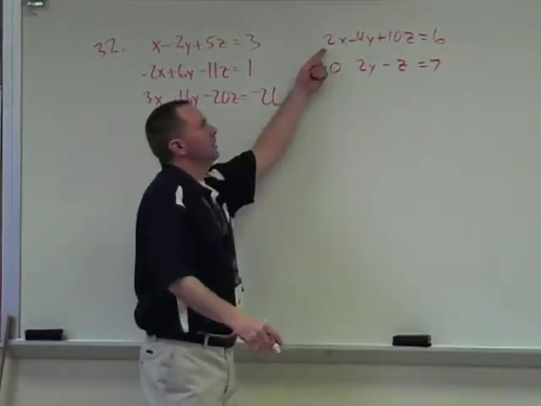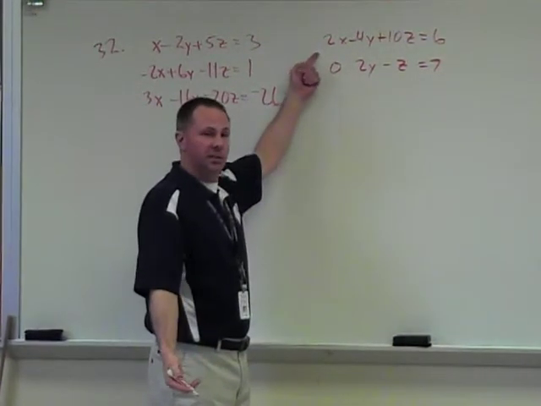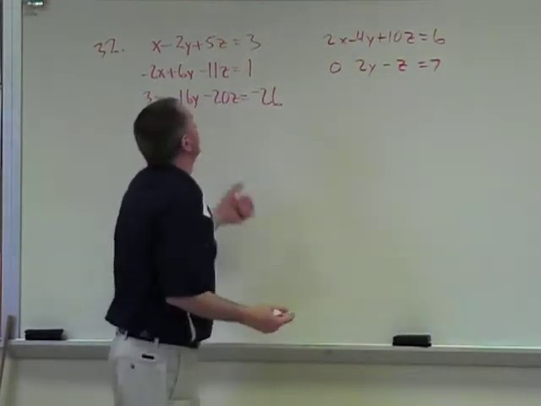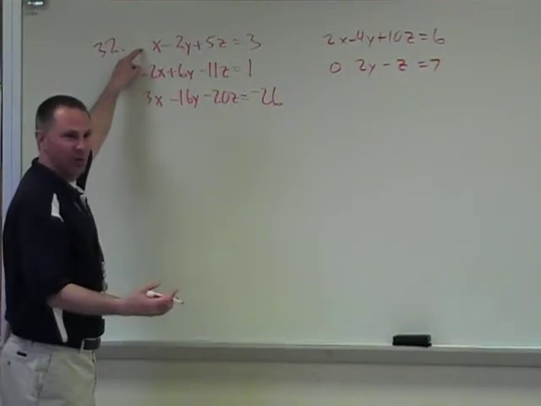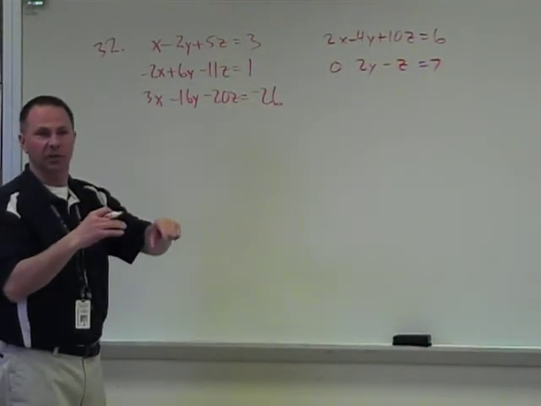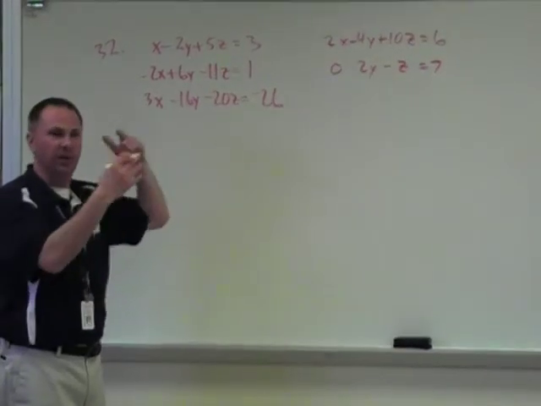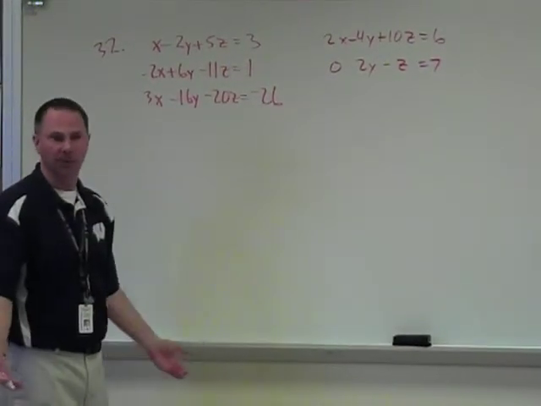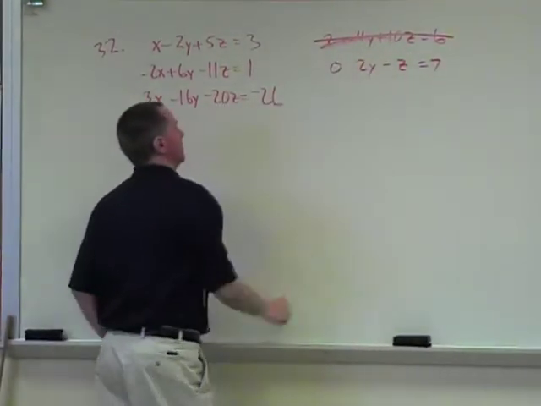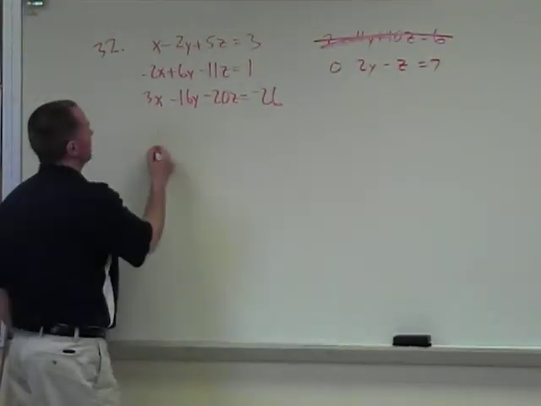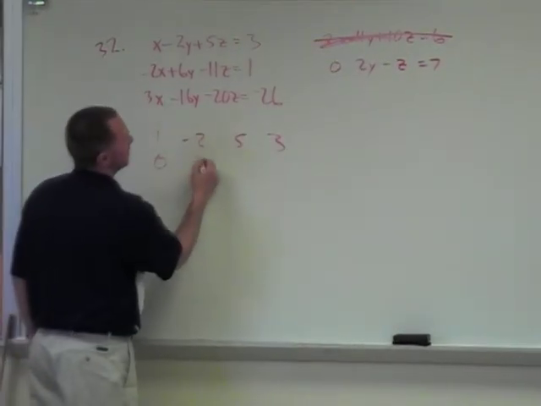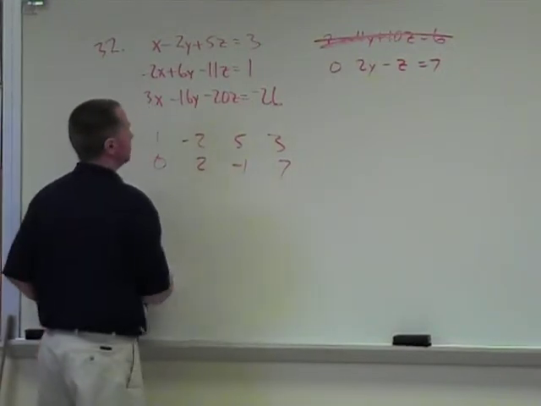I don't want to leave this like this. I still want this to be a positive 1, so I'm going to multiply this by 1/2. So why not just leave it the way it is to start with? You're only changing the row you're wanting to change, because then you'd have to do another calculation to get it back to the way it was. So I leave it the way it is: 1, negative 2, 5, and 3. And my new one is 0, 2, negative 1, and 7.